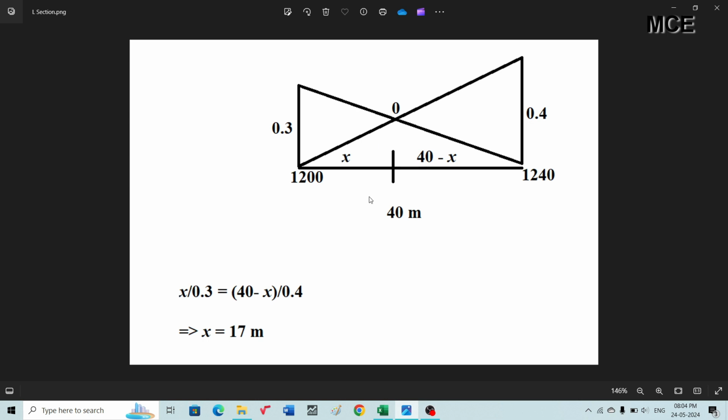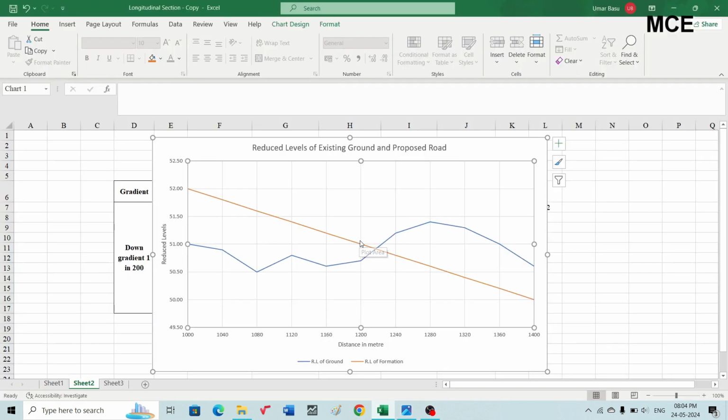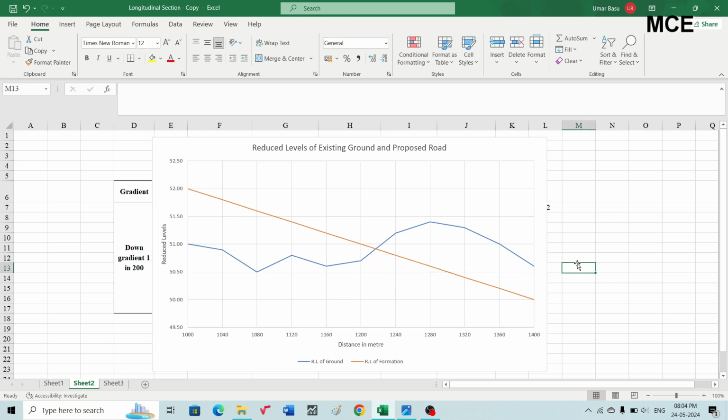After finding this distance where our road changes from banking to cutting, we can now calculate the quantity of earthwork required for banking as well as cutting. So let's find the quantity of earthwork required for banking as well as cutting.